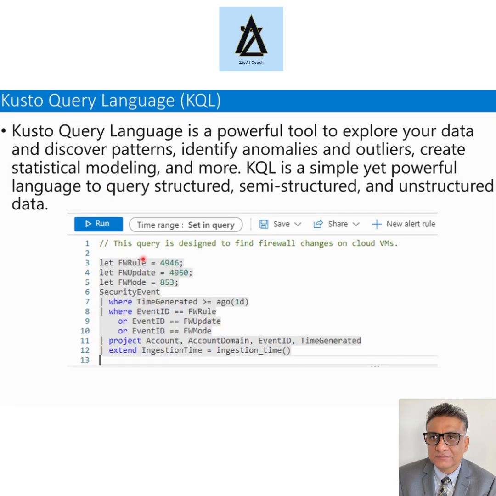Kusto Query Language is the language that Copilot for Azure uses in order to provide you the information that you have asked for in the form of a prompt. It's basically a simple query language which helps get information. For example, if you're looking to find details about changes on the firewall, that's very similar to an SQL command.